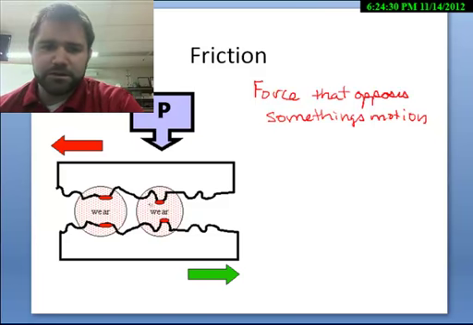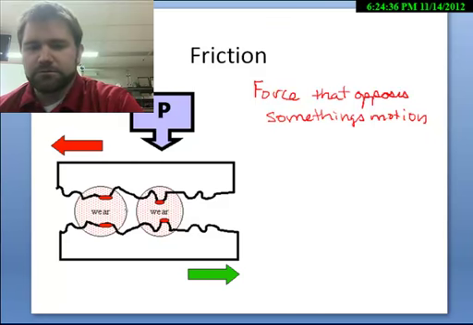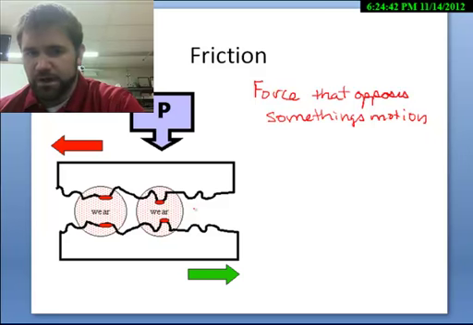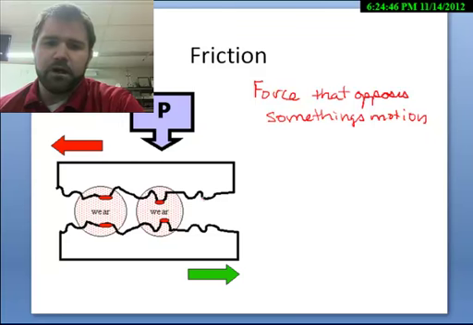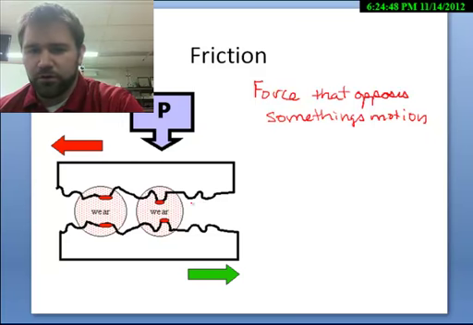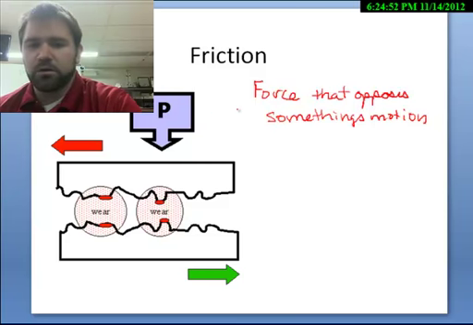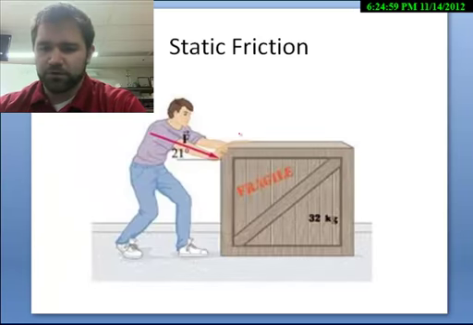It forms because surfaces are uneven, and when they're pressed together, there's resistance to them sliding past each other. This is very obvious with rough surfaces, like wood dragging across carpet or sandpaper, but even ice or oil or the smoothest surfaces you can think of are rough surfaces at an atomic level. So friction is a force that opposes things in motion.